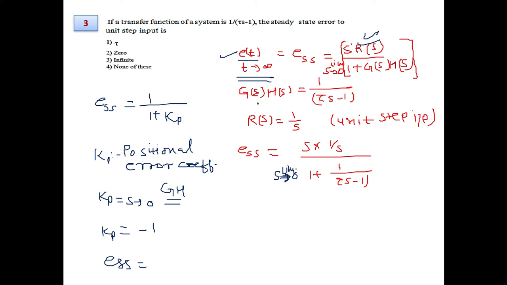So if you put the value of given transfer function G(s)H(s) and unit step signal is given, so its Laplace can be written as 1 by s, and by putting all these values, limit s tending towards 0, you can find the steady state error, so this will be infinite.